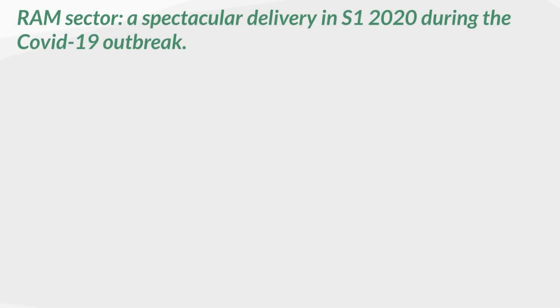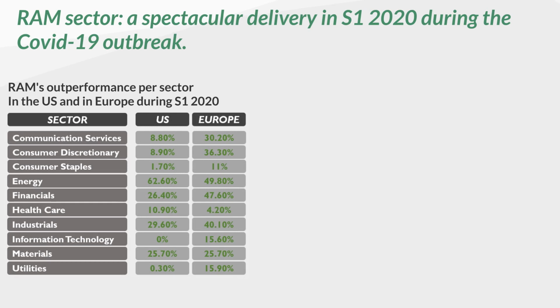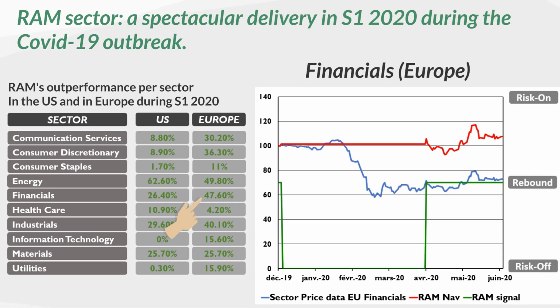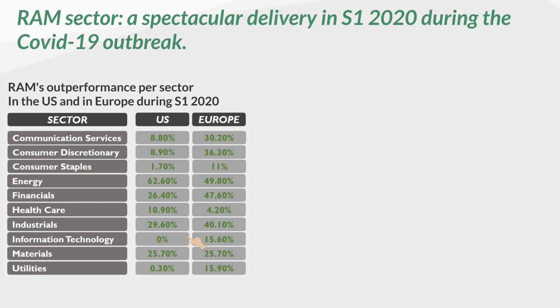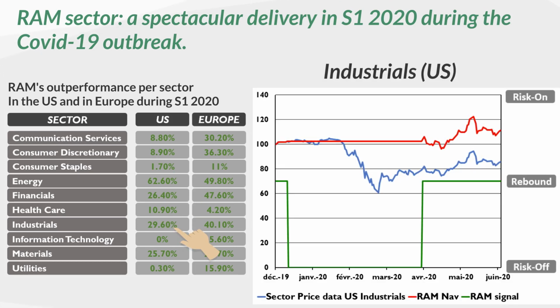Let us now look at RAM per sector during the first semester of 2020, corresponding to the COVID-19 outbreak. Let's zoom on financials in Europe. We had a 47.6% outperformance on the first semester of 2020 over the underlying European financial index. If we look at industrials in the U.S., we observed a 29.6% outperformance.